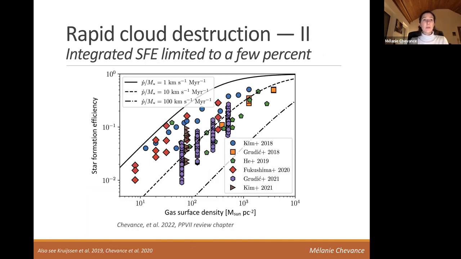The second consequence of this rapid cloud destruction is that clouds don't have time to form stars. They're destroyed before they can form a lot of stars, so the star formation efficiency is limited to a few percent. These are our observations here, and this is in good agreement with a star formation efficiency of a few percent or maybe 10%, in good agreement with many different simulations shown here as colored data points.